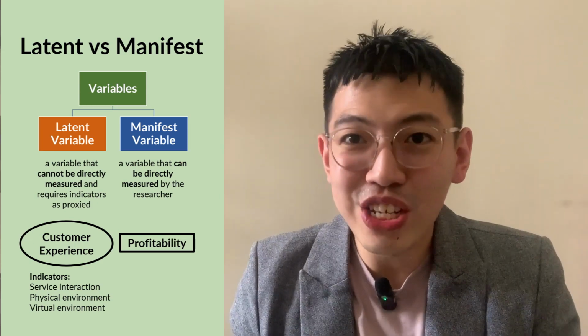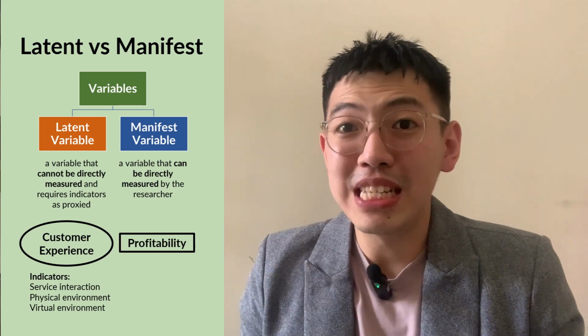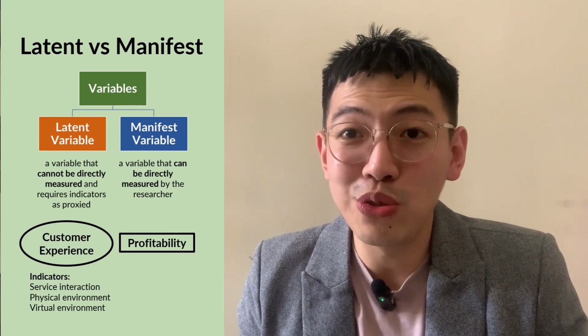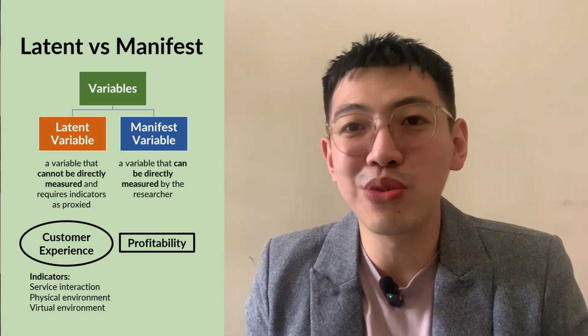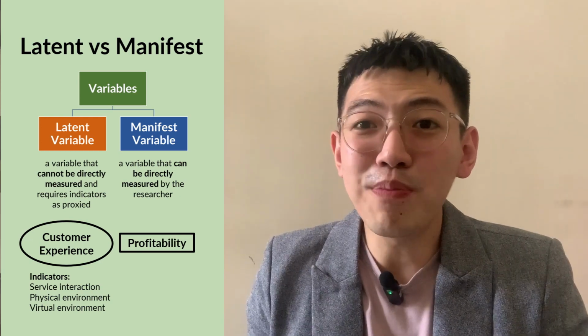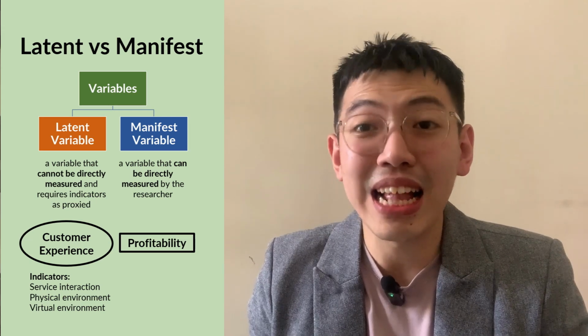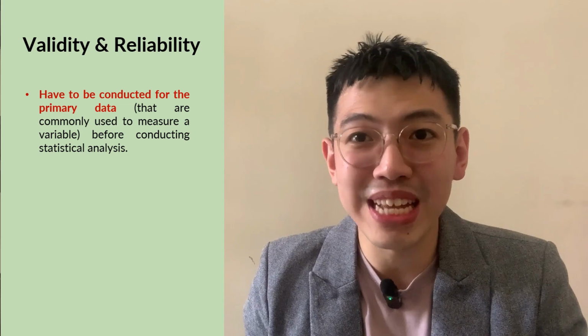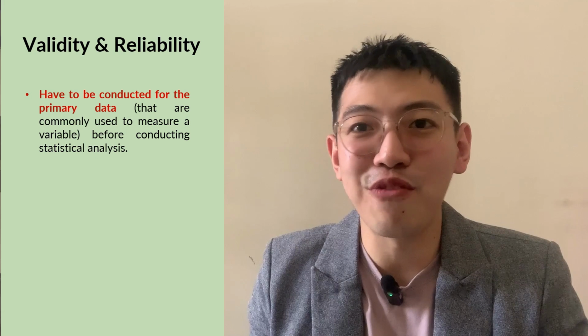Then, what is the relation between the type of the variable and validity and reliability? The problem is that when you want to measure latent variable using several indicators, usually you will distribute the questionnaire or you will try to gather the primary data. If you gather the primary data, you have to make sure that the data is valid and reliable. Therefore, we need validity and reliability tests. So, validity and reliability tests have to be conducted in the primary data. And the primary data is usually used to measure the latent variables.